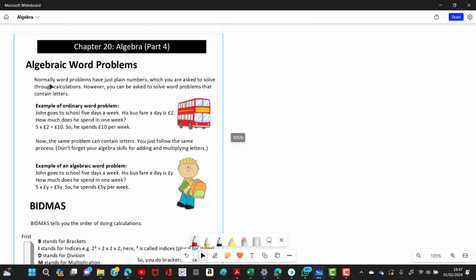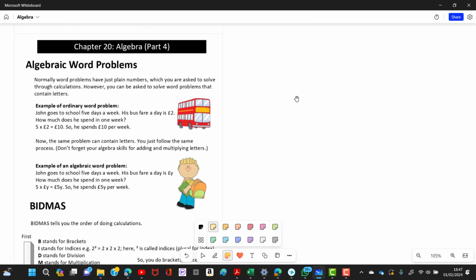Normally word problems have just plain numbers, and you're asked to solve them through calculations. However, this time you're asked to solve word problems that contain letters. So let's give an example. Try this out.